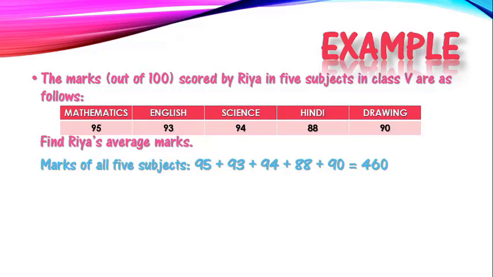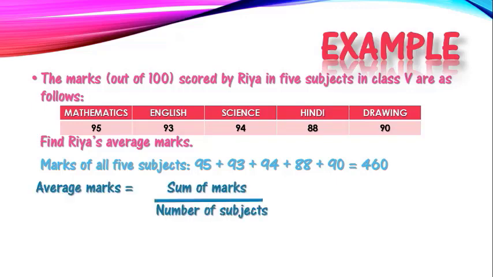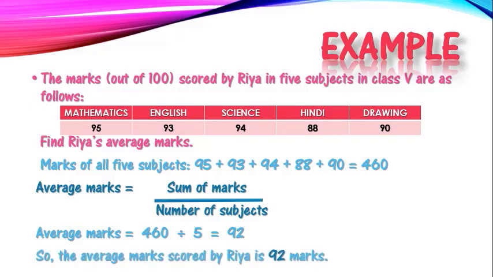Now, average marks is equal to the sum of marks divided by the number of subjects. So, average marks is equal to 460 divided by 5. 460 divided by 5 is equal to 92. So, the average marks scored by Ria is 92 marks.